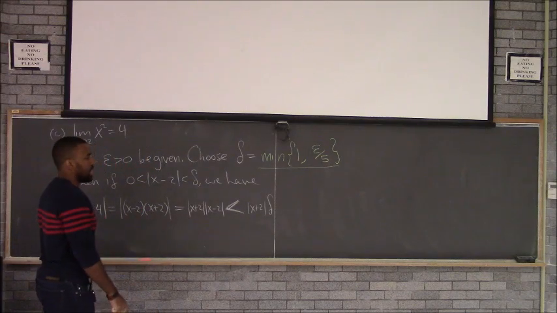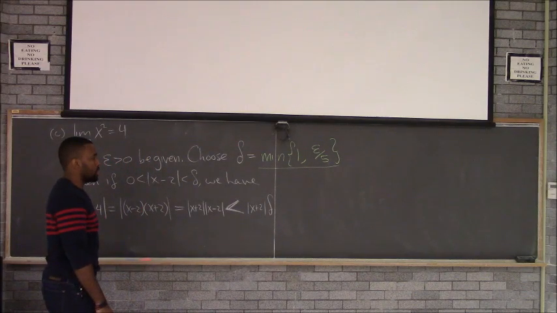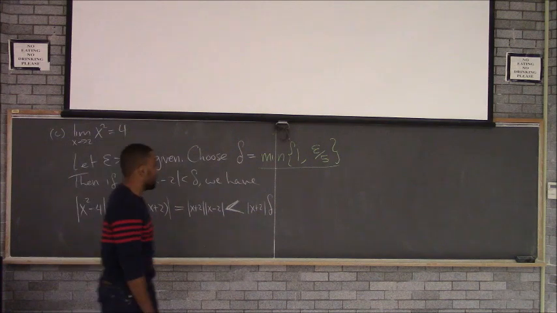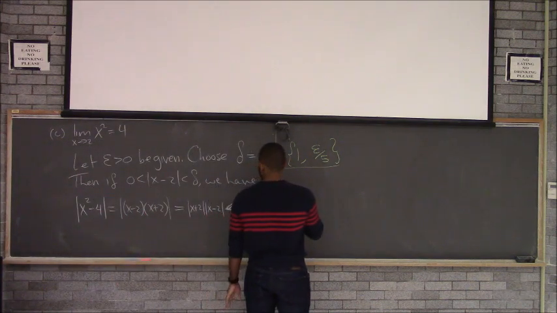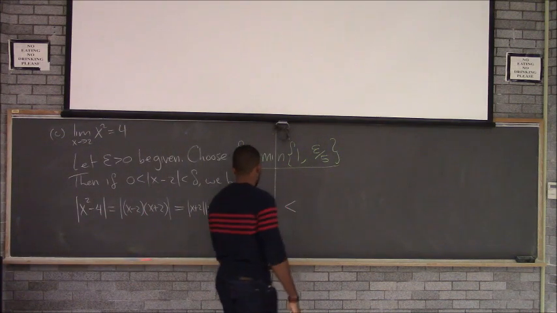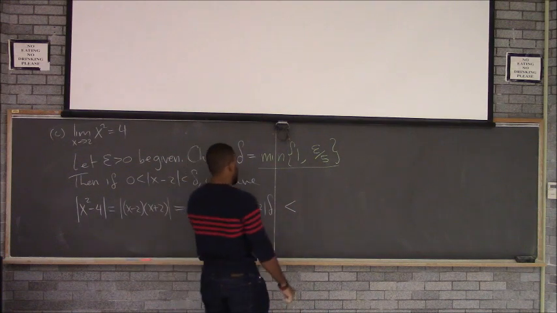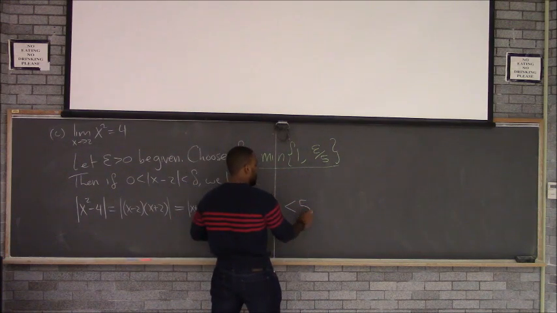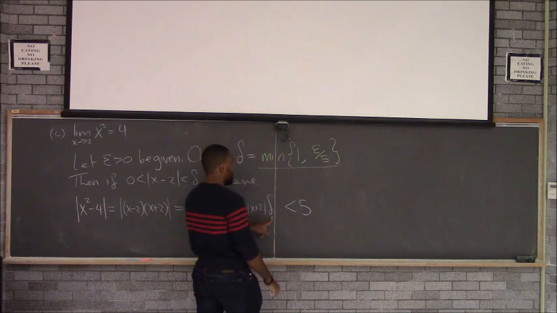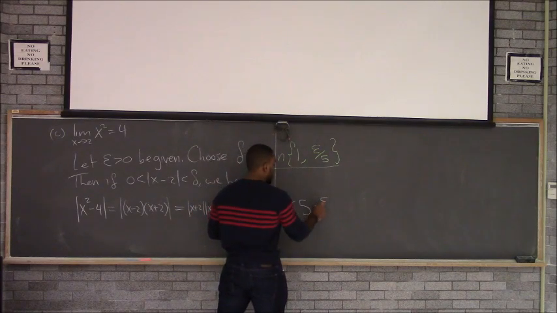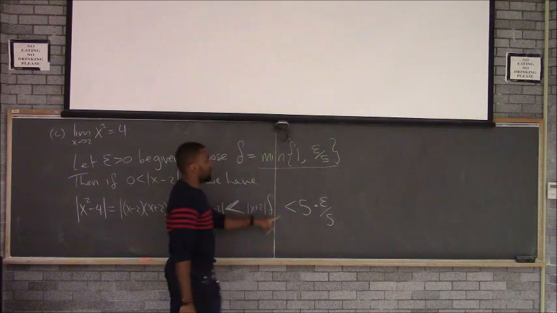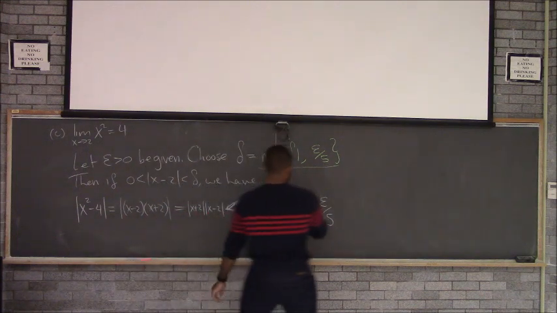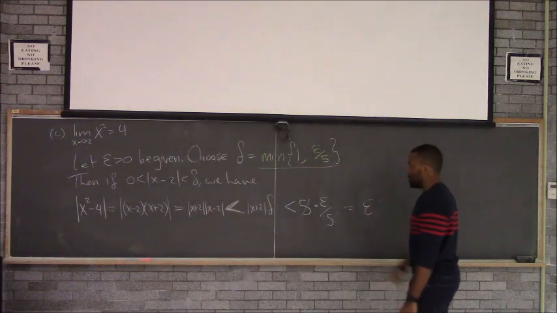But I know this is either less than 1 or less than epsilon over 5. So what I can do is that this is going to be less than... This guy has to be less than 5. We actually computed that. Your delta is going to be less than epsilon over 5, because we just did that. And these will cancel. We'll get epsilon.